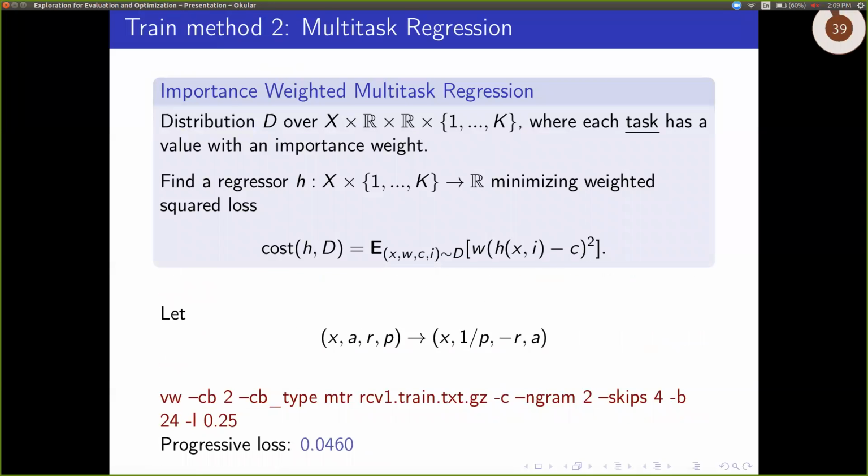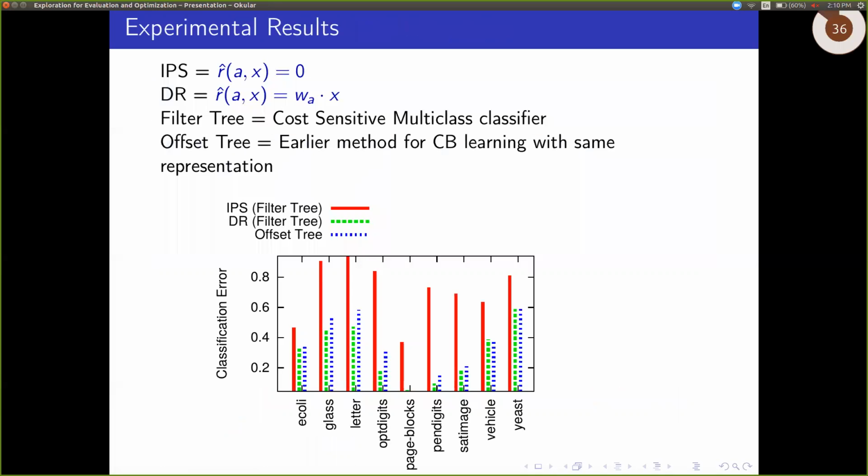Okay, so I don't know a good analysis for this trick. It's clearly unbiased, but I don't know a good analysis for what its variance is. And it does work very well. So between multitask regression and double robust, I think it's essentially empirical. Which one gives you the best performance?